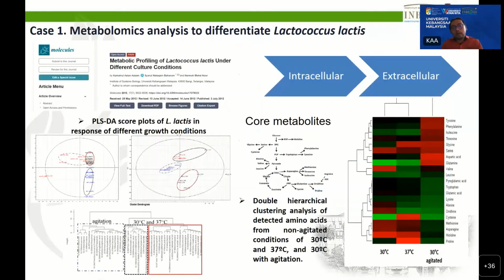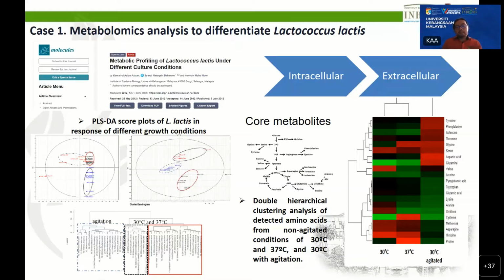Right. So initially, what we did was we tried to capture the metabolite profile from this Lactococcus lactis in response to different growth conditions. We employed conditions of 30 and 37 degrees and a condition with agitation at 150 RPM. From here, of course, we did quenching. We focused on the intra- and extracellular analysis, whereby we separated them using glycerol saline solution to extract the intracellular and the extracellular fractions. And from there, we came up with a heat map and also some biological pathways.